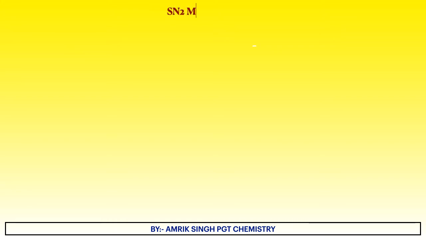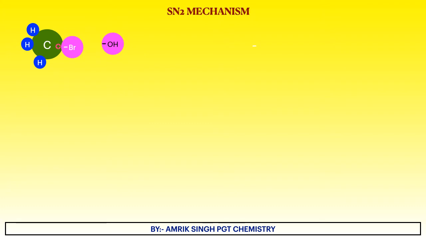Now, SN2 mechanism. We have an alkyl halide and a nucleophile, OH negative. OH negative can attack only from the back side, because from the front side it is repelled by Br negative. Br has a partial delta negative charge. Therefore, it decreases the probability of OH negative attacking from the front side.